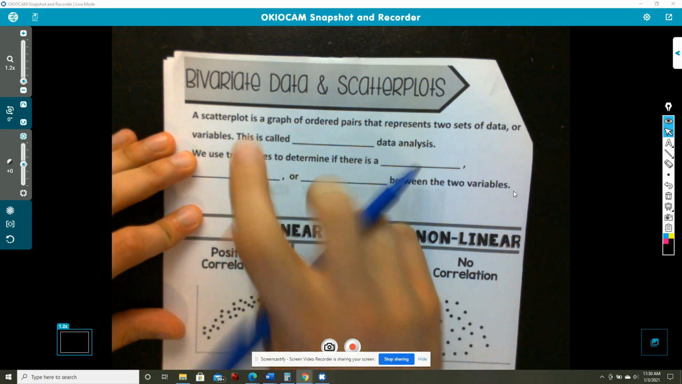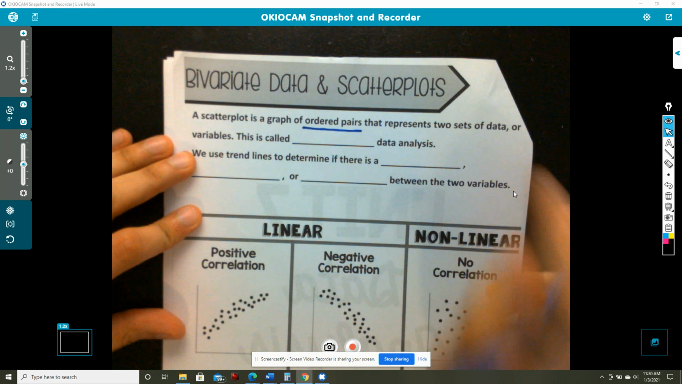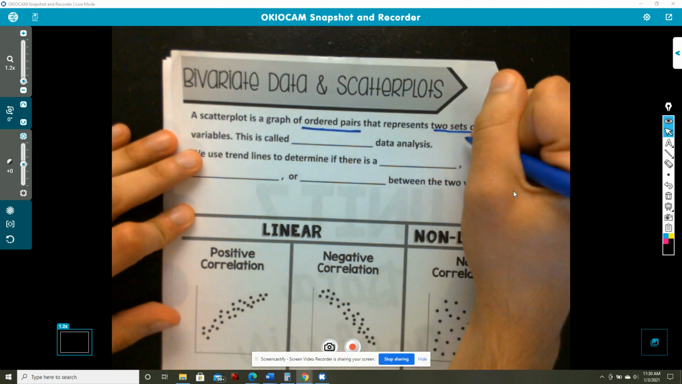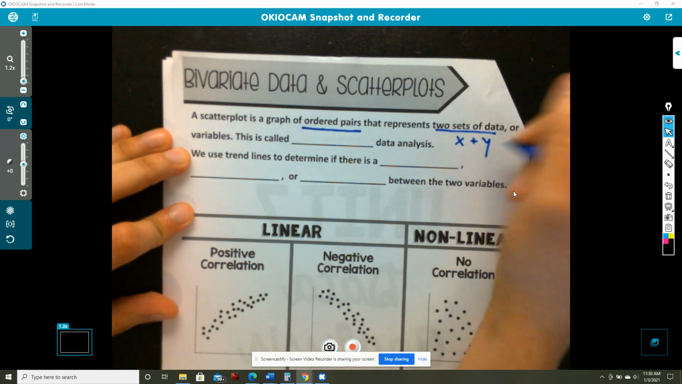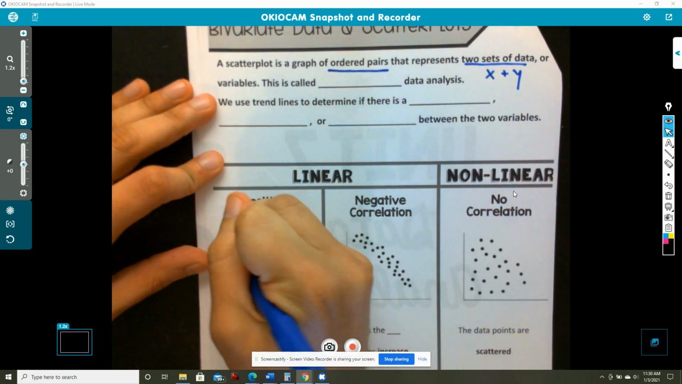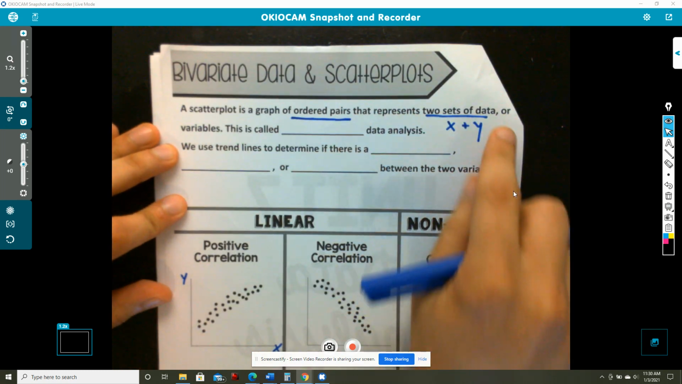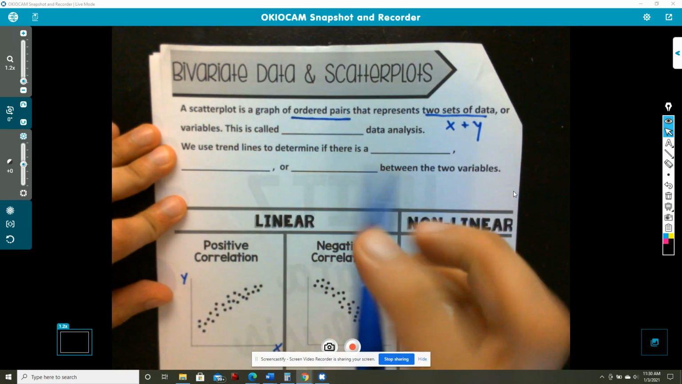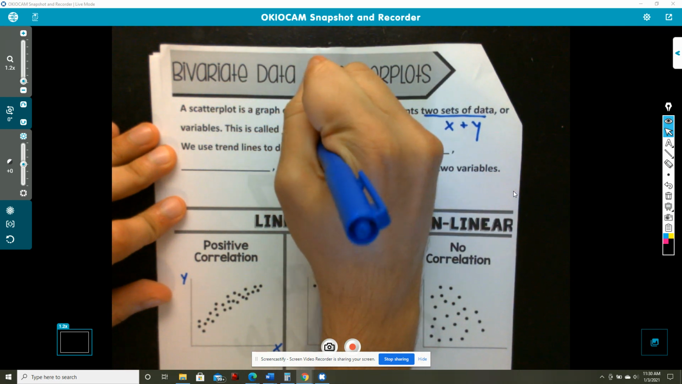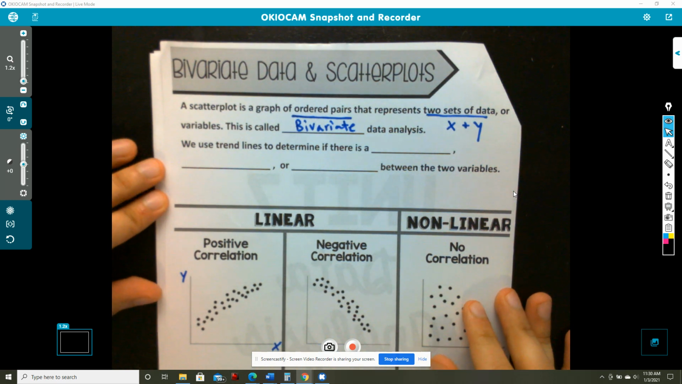So a scatterplot is a graph of ordered pairs. So remember, we just said ordered pairs that represent two sets of data. What two sets of data? X and Y. So down here, this is the X, this is the Y. So this is a set of data, and this is a completely another set of data, or variables. This is called bivariate. It's called bivariate data analysis.